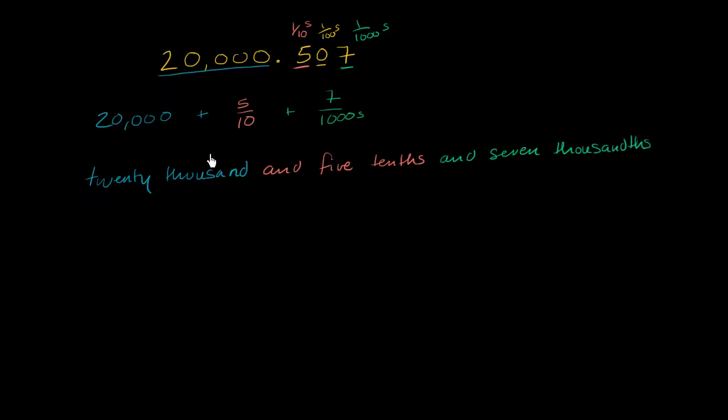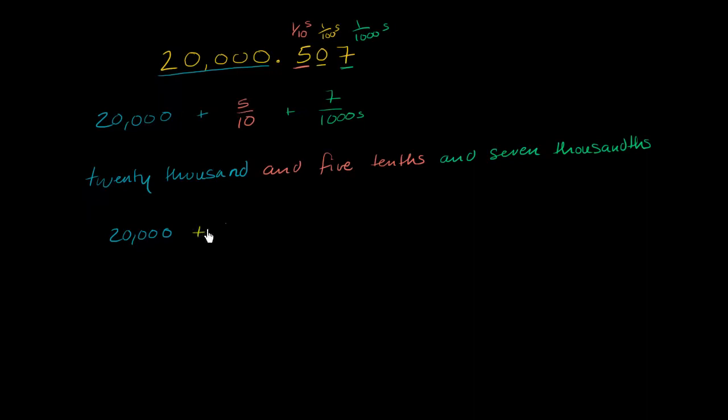Another way of thinking about it is to try to merge the 5/10ths and the 7/1000ths in terms of thousandths. So let's think about this. Once again, we would have our 20,000. But instead of 5/10ths and 7/1000ths, let's write our 5/10ths in terms of thousandths. And the easiest way to do it is to multiply the numerator and the denominator both by 100.